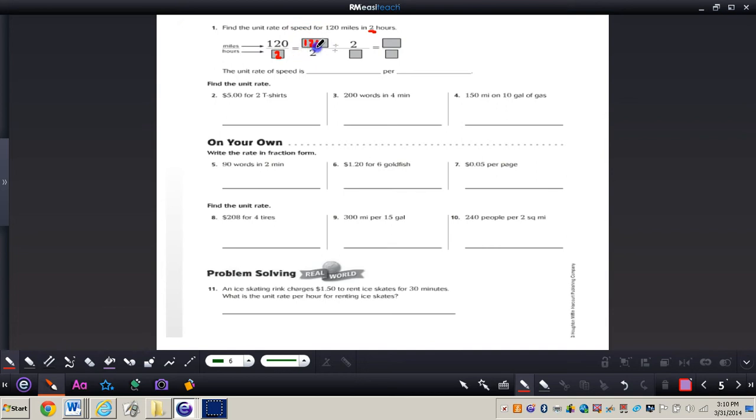Let's just write 120 up here really quick again. 120 divided by 2. 2 divided by 2. 120 divided by 2 will give me 60. 2 divided by 2 will give me 1. Now we have a unit rate because it's 60 miles in 1 hour. Okay, so the unit rate of speed is 60 miles per 1 hour.